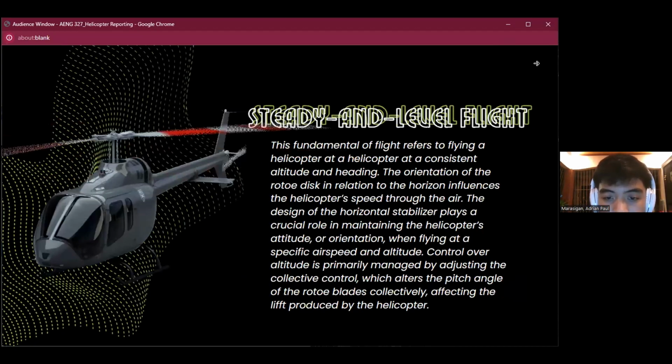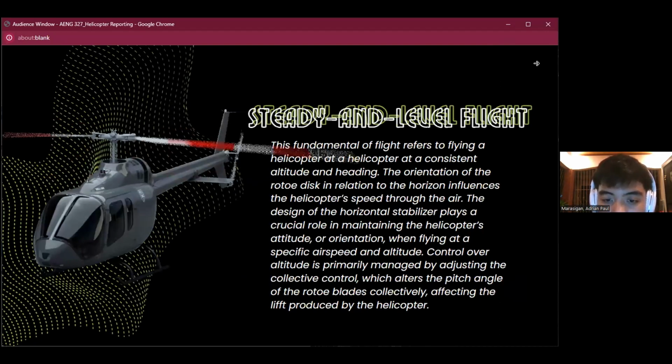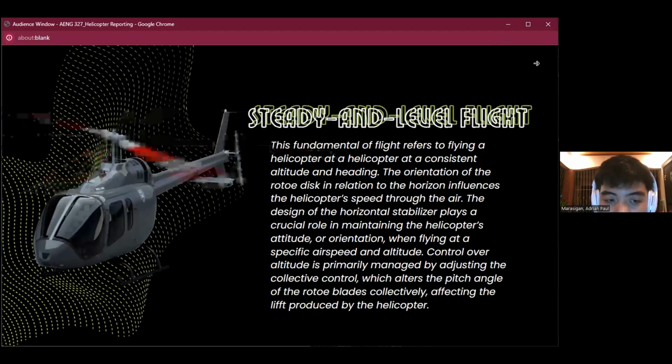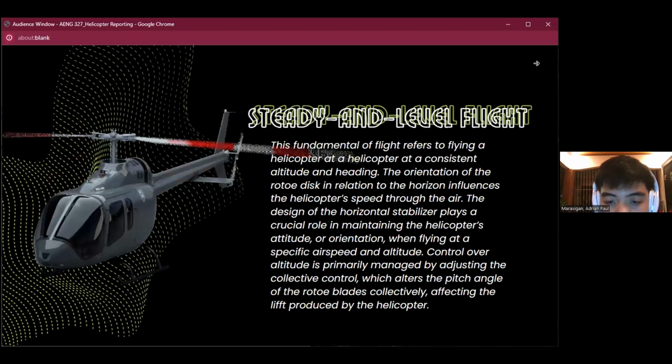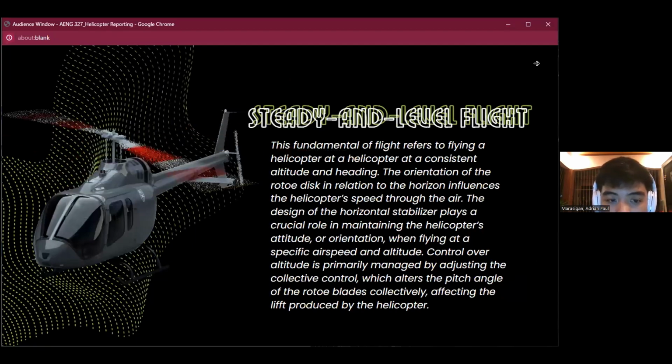Next slide. The first fundamental of flight is straight and level flight, in which the aircraft maintains a consistent heading and altitude. This maneuver is fundamental and constitutes a significant portion of typical flight operations. Straight and level flight familiarizes pilots with essential flight controls, pitch trim, and the fundamentals of controlling aircraft attitude. Next slide.